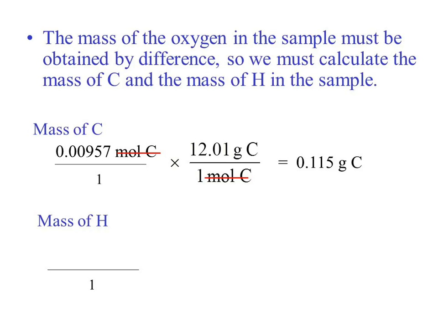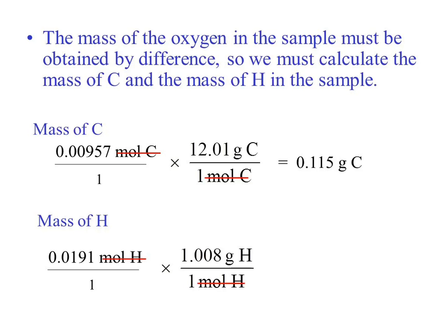Back on the last slide, we came up with the moles of hydrogen, 0.0191. What's the decimal number for hydrogen? 1.008. Yep, 1.008. Very good. So we're going to use the molar mass of hydrogen, 1.008 grams per 1 mole, and we're done. That'll give us the grams of hydrogen. So 3 sig figs.